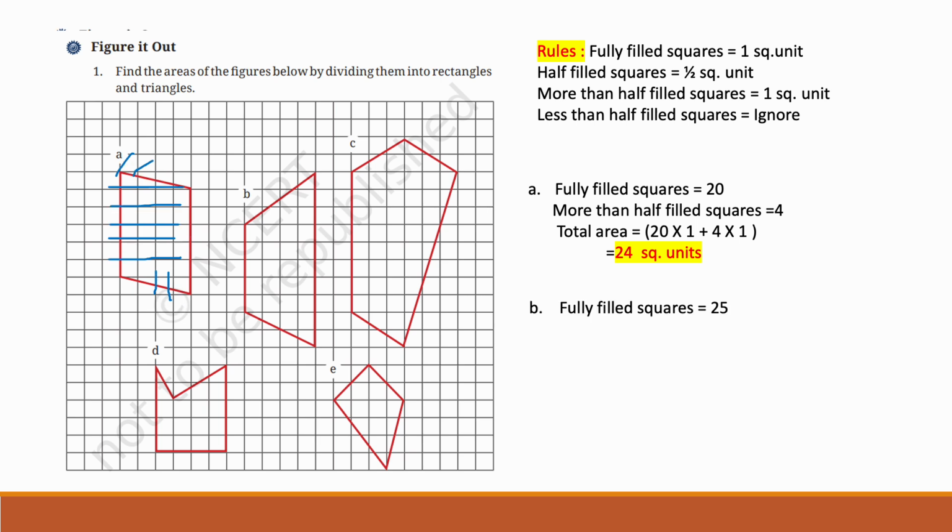See the figure B. How many fully filled squares are there? 25 fully filled squares are there. Then more than half filled squares, 4. Total area 25 into 1 plus 4 into 1, that is 29 square units. Okay.